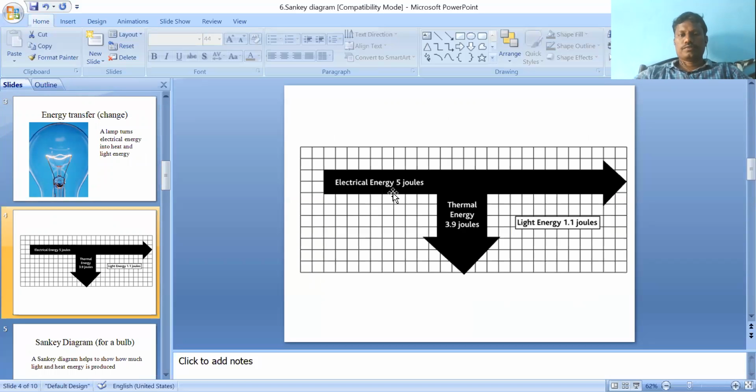So here, electrical energy in joules. The given lamp is given 5 joules. These electrical energy is converted to heat or thermal energy, and we are getting 3.9 joules. So what is the light energy? We are getting 1.1 joules. So it is nothing but waste energy.